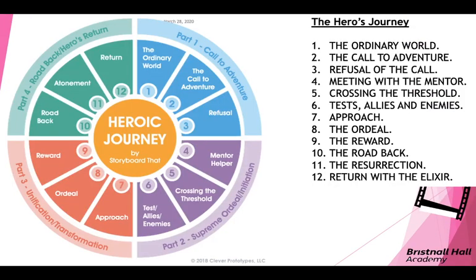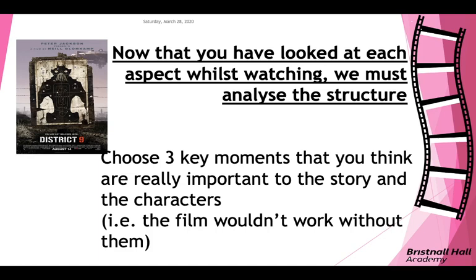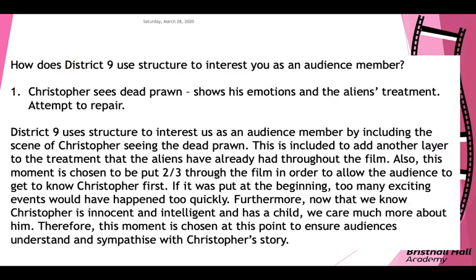All right, so now you are going to be choosing 3 key moments that you think are really important to the story and the characters, so that you can talk about them. Here's your question: How does District 9 use structure to interest you as an audience member? So my example then. Christopher sees the dead prawn, shows his emotions about the aliens' treatment, and that is his attempt to repair.